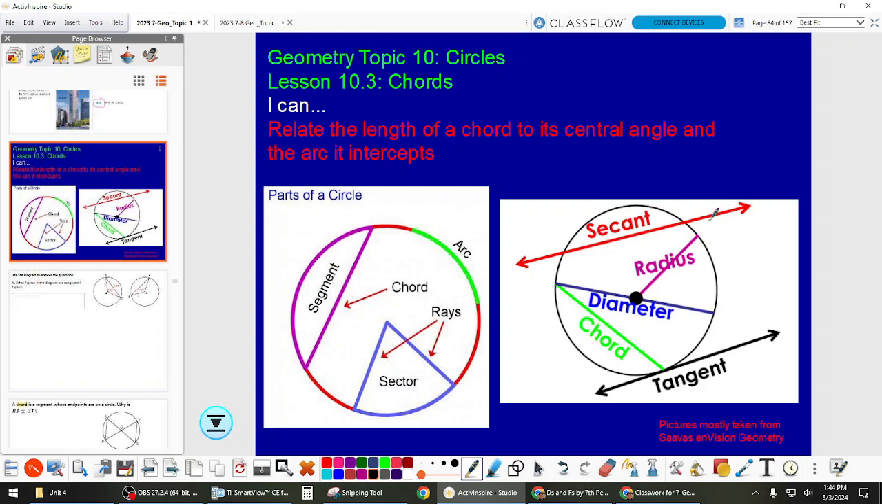All right, what was your question? Why is it pointing at the segment? The segment is the area here. The chord is the purple line that makes part of the segment. For me, the name segment will never make sense for what it is. It always implies to me a line segment, but that's what we're stuck with.